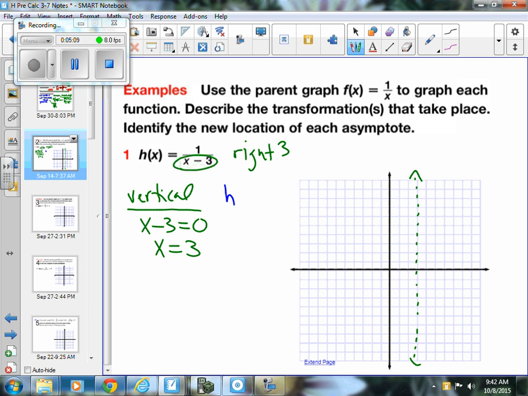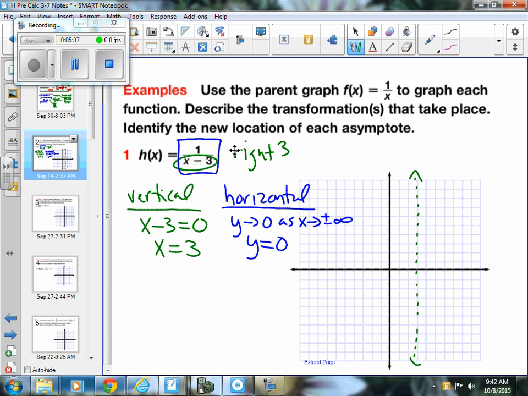Okay, horizontal. Horizontal comes from the end behavior of the graph. This one doesn't have any transformation up or down, so it's going to have the same horizontal asymptote the parent graph does, which is y equals 0. Because again, think about what happens to the whole equation. As x gets big in the bottom, the fraction's going to get smaller and smaller. So y is going to approach 0 as x approaches plus or minus infinity. So my horizontal asymptote would be y equals 0. Go ahead and type it in your graphing calculator to see that. It's just our regular parent graph.